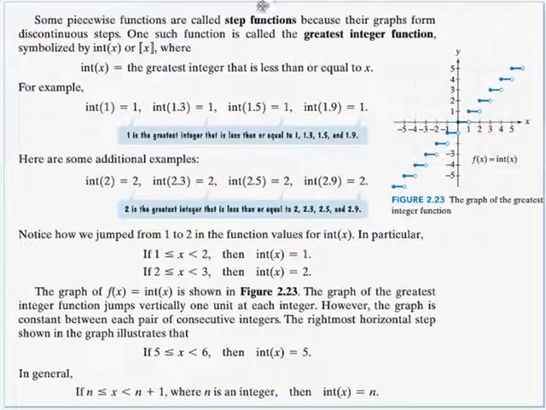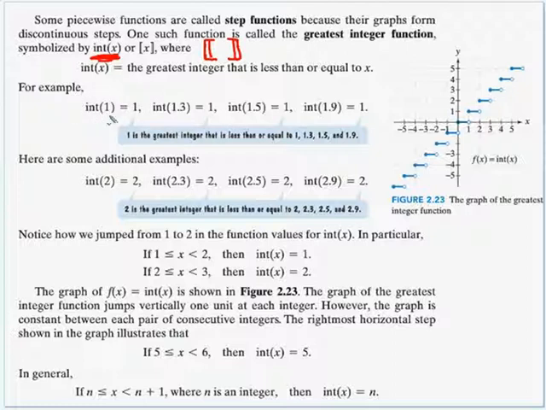There are some piecewise functions called step functions because their graphs form discontinuous steps. Looks like a staircase here. One such function is called the greatest integer function. It's denoted by int of x, or you've seen this before, it almost looks like double absolute value bars, but more like a bracket. That is the greatest integer function, where that is the greatest integer less than or equal to x. Or think about it as you're rounding down.